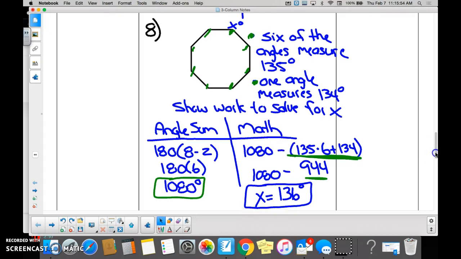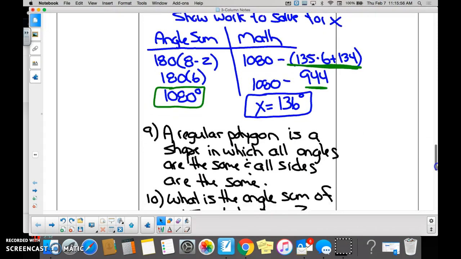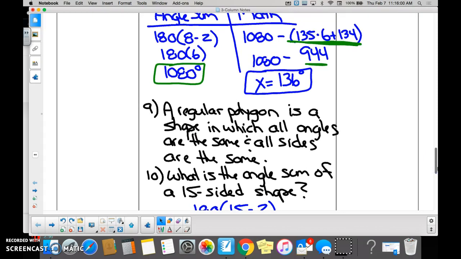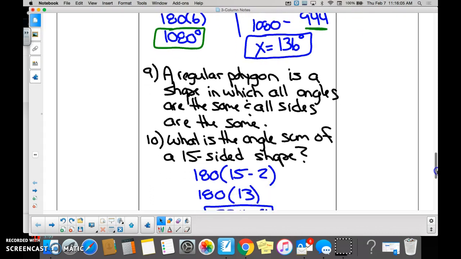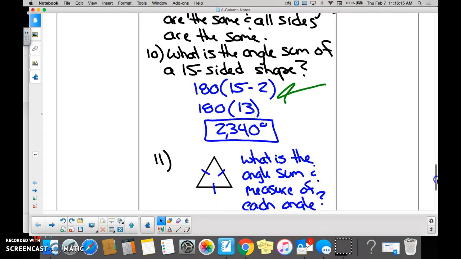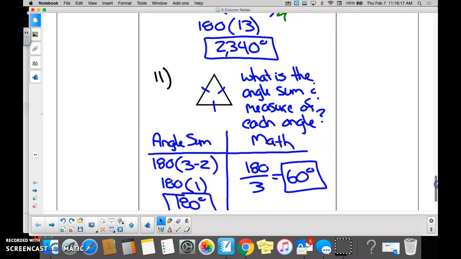Okay. Last thing I want to talk about then would be what a regular polygon is. It has all of the same angles and all of the same sides. Okay. So then if I asked you the angle sum of a regular polygon, or just any polygon, this is where we use our formula. Yes, no? Yes.